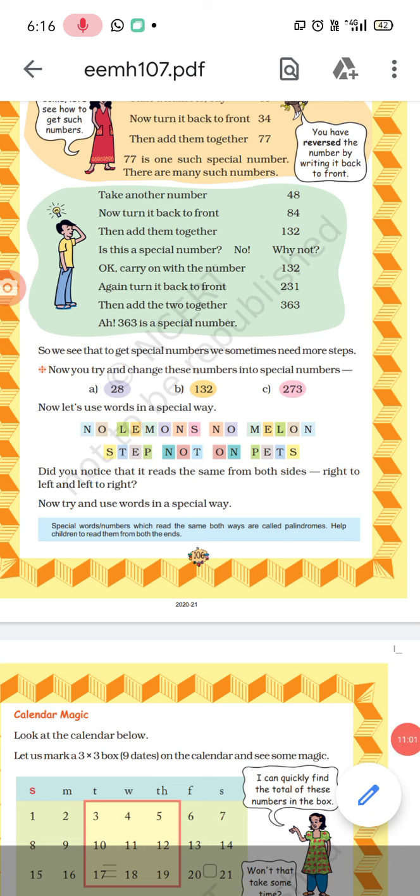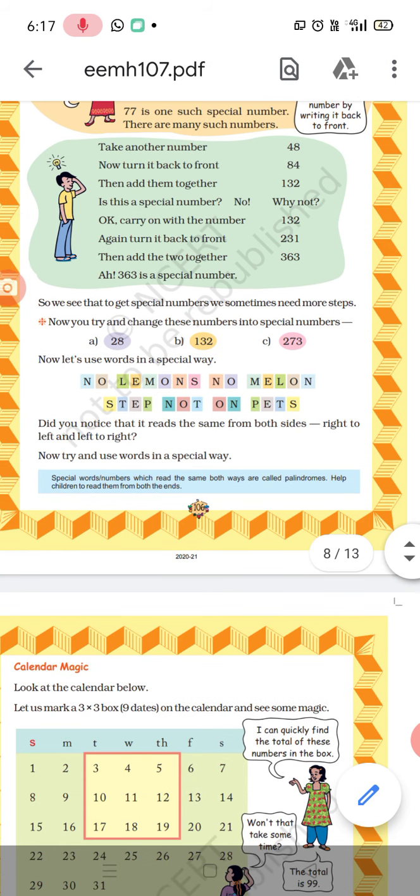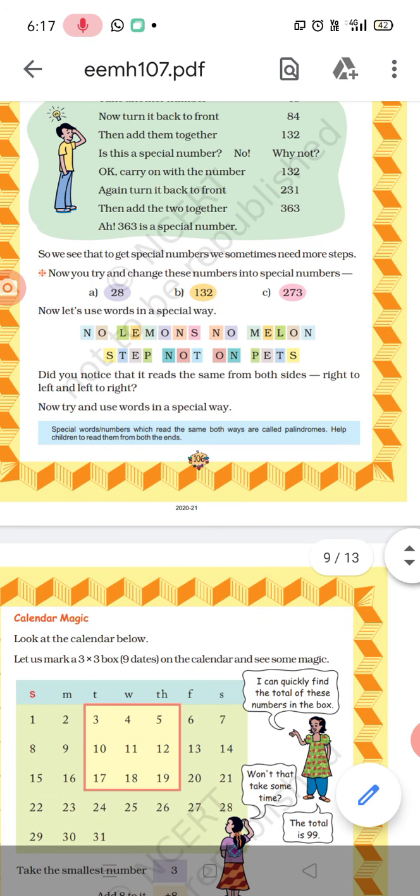Take another number. Now the boy is saying, giving one example, take another number 48. Now turn it back to front, then it will become 84. And if we add them together, then the answer will be 132. So is this a special number? No. Why not? Because when we are saying from left to right or right to left, they are not same. Right, that's why it is not a special number.